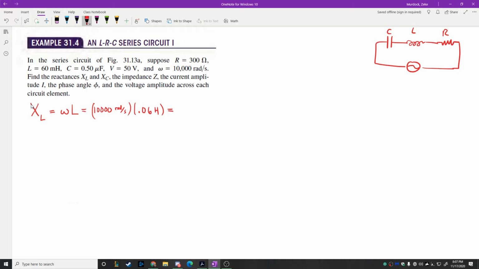So that's pretty easy to do, isn't it? It's just going to be 600. Again, the unit is ohm because a henry is an ohm times a second. Radians never really show up in your answers, but there we go. That's XL.